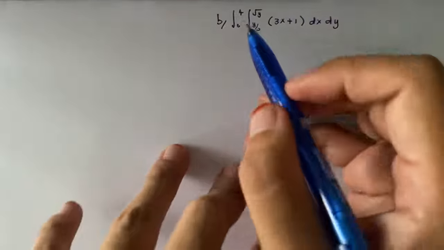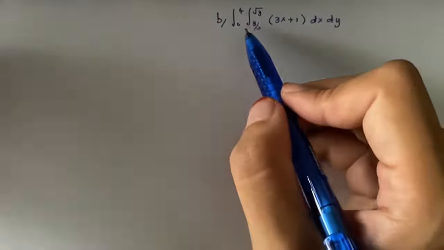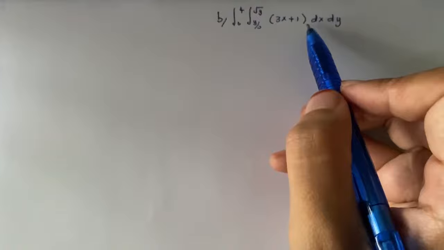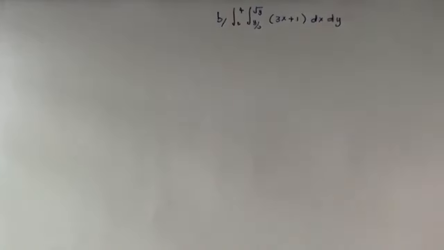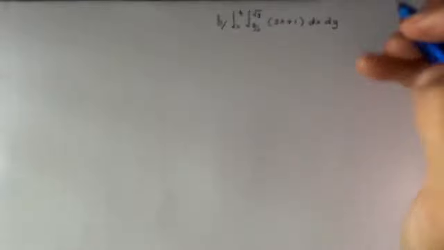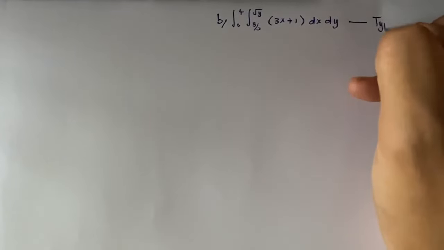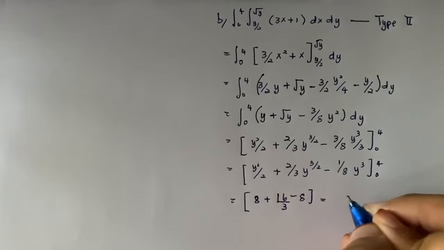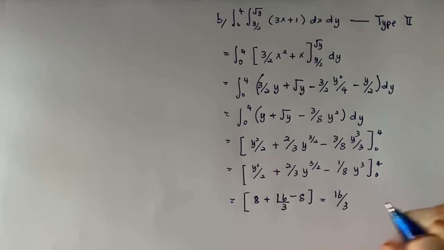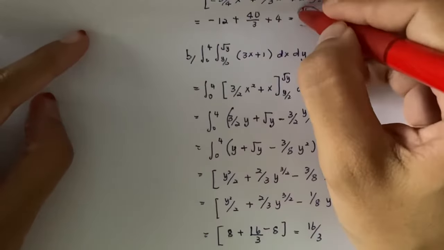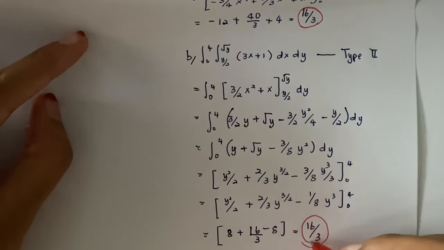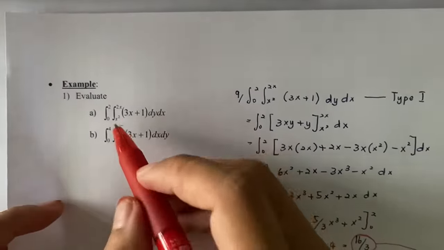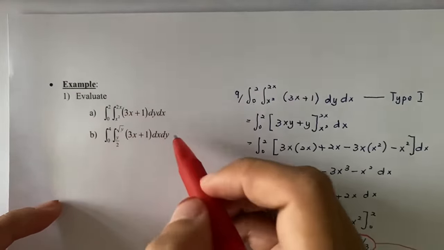For B, we have to do the double integration for 3x plus 1. The limit is from 0 to 4 for y limit, and then for x limit, we have y over 2 and square root of y. So this is a type 2 region. If we solve for this one, the last answer is 16 over 3. So you see the last answer for type 1 and type 2 is the same, because we consider the same region, just change the order of integration.